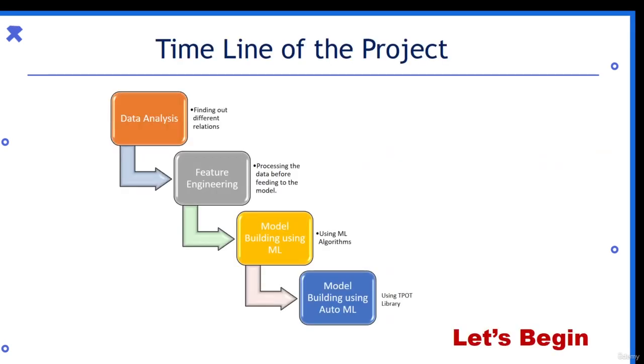Moving on to the timeline of the project, the very first thing we'll be doing is the data analysis part. We'll be finding different relations and observing our data visually. Then we'll be doing feature engineering or the data pre-processing part, making our data ready for model development. Then we'll be building our model using machine learning techniques. Then we'll be building a model using automated machine learning, that is the PyCaret library. Here by mistake I have written Teapot library. We'll be using the PyCaret library for this project.